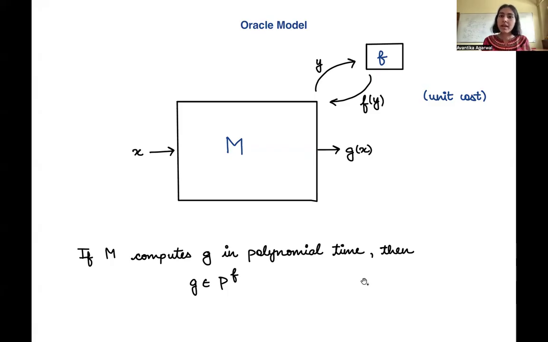So it gets some input x, performs some computation. During its computation, it makes queries to the oracle and then finally outputs the answer g of x. Now we want to understand that with this extra power, what functions this computer M can compute efficiently and so on. So for example, if M computes g in polynomial time when given oracle access to f, then we say that the function g belongs to the complexity class P with oracle access to f.